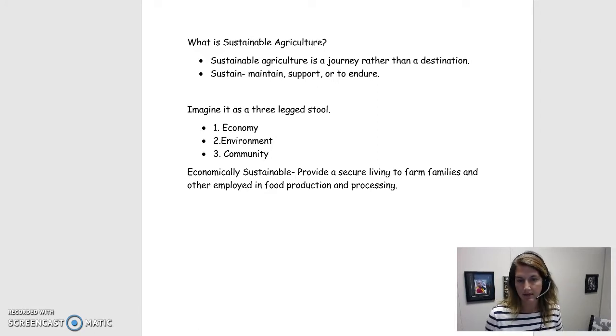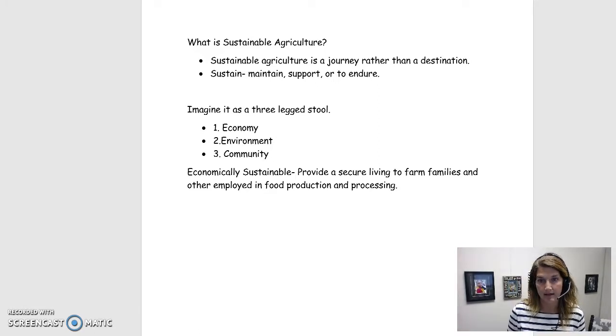So the first one is economically sustained. So we are providing a living to farm families, and they are farming enough to have a secure living. They're not stressing out or can't make their house payment or can't do this. And also we employ others in the food production industry and the processing industry.